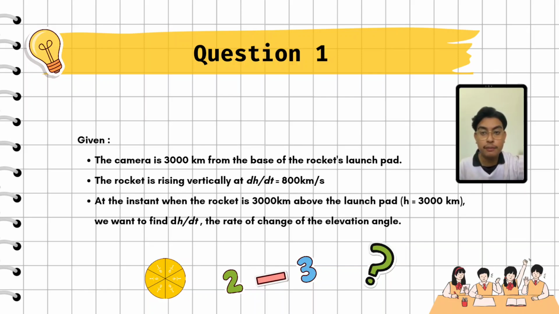Based on the question and diagram, the information that we obtain is: the camera is 3000 km from the base of the rocket launching pad. Second, the rocket is rising vertically at dh per dt equals 800 km per second. At the instant when the rocket is 3000 km above the launching pad, h equals 3000 km. We want to find d theta per dt, the rate of change of the elevation angle.